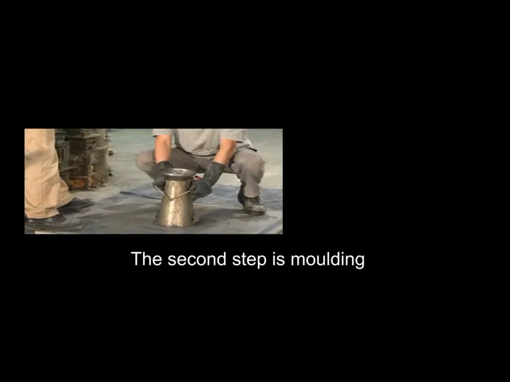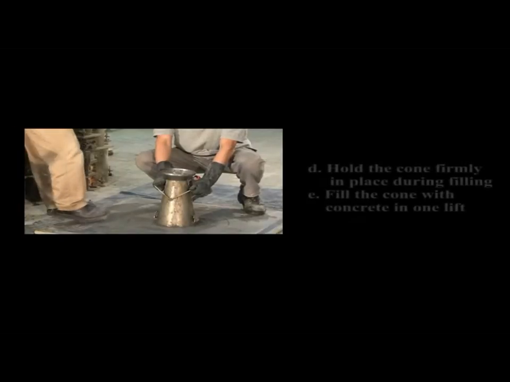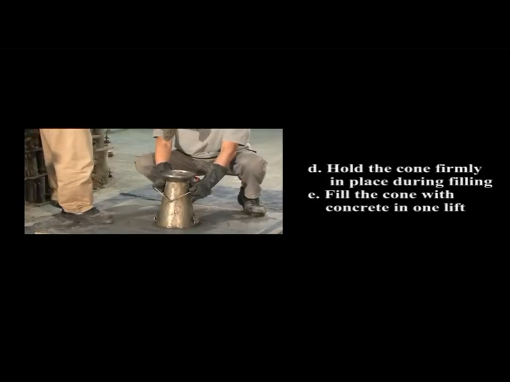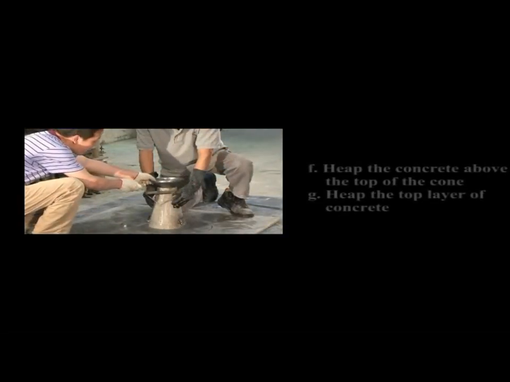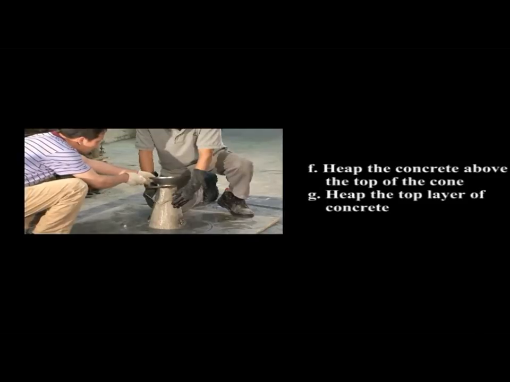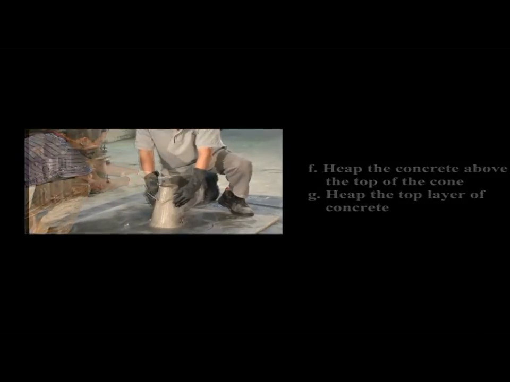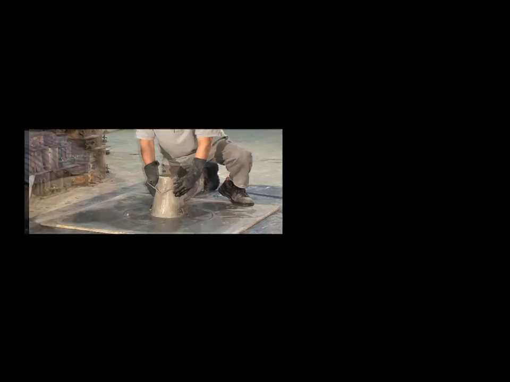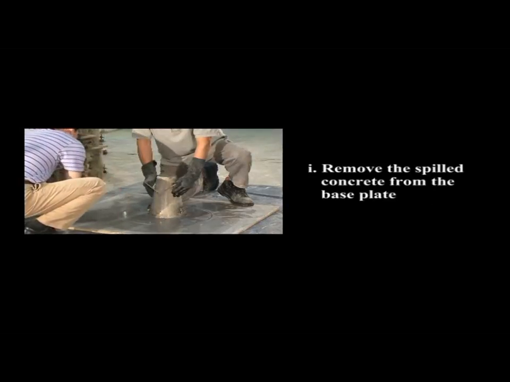The second step is molding. D. Hold the cone firmly in place during filling. E. Fill the cone with concrete in one lift. F. Keep the concrete above the top of the cone. G. Keep the top layer of concrete. H. Add more concrete to keep an excess above the top of the cone. I. Remove spilled concrete from the base plate.